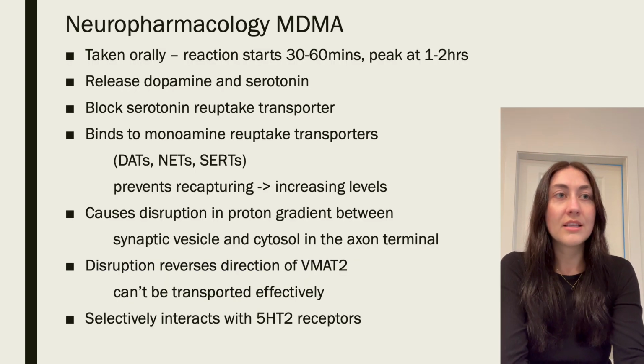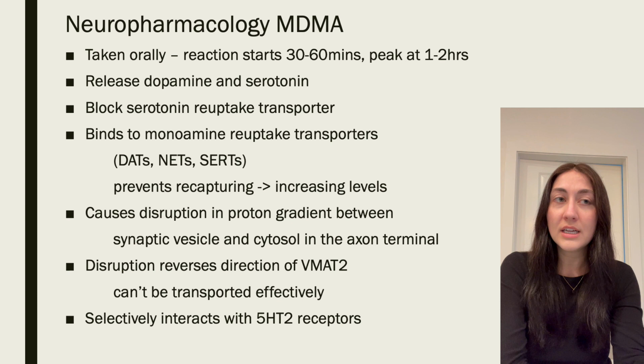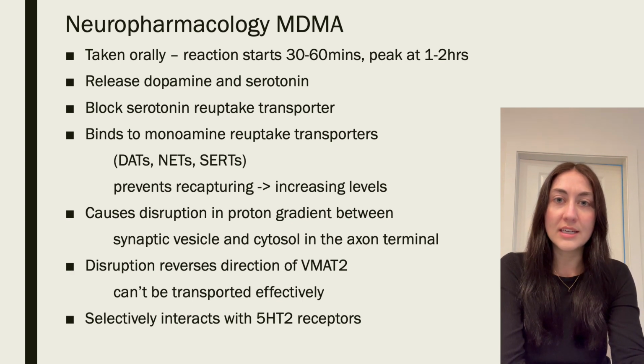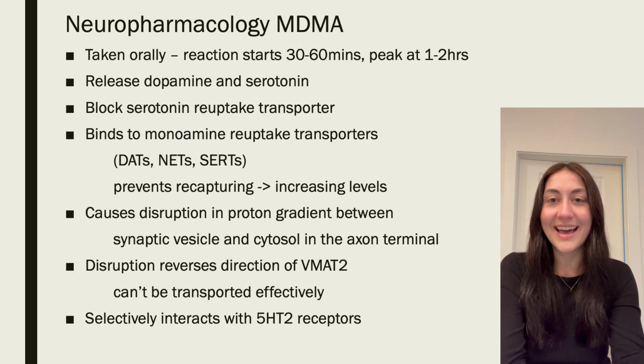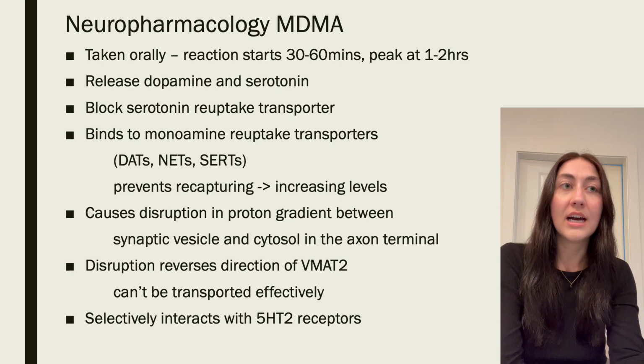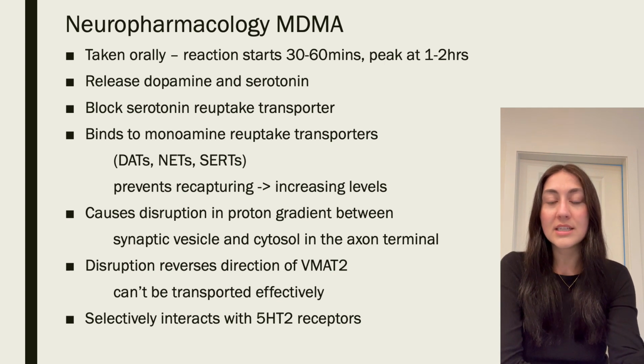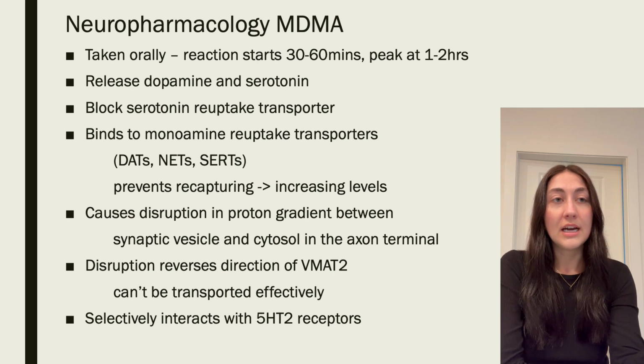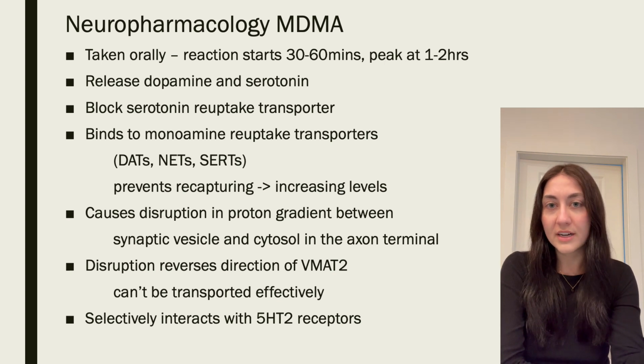So now let's look at the neuropharmacology of the drug, and I'm going to focus on MDMA for this just so that all of the effects are under one label. Like we saw before, MDMA is both an empathogen and entactogen. This drug is taken orally and it starts to work in as little as 30 to 60 minutes, and its peak is between 1 to 2 hours after use. The longevity of this drug depends on if you're taking other things with it, like alcohol affects the properties of this drug.